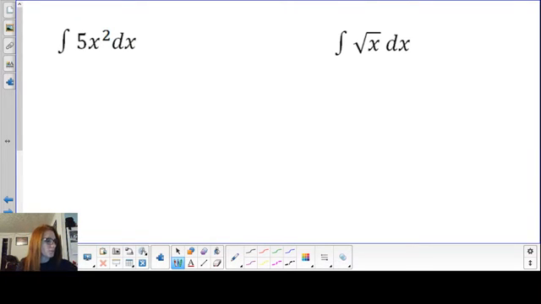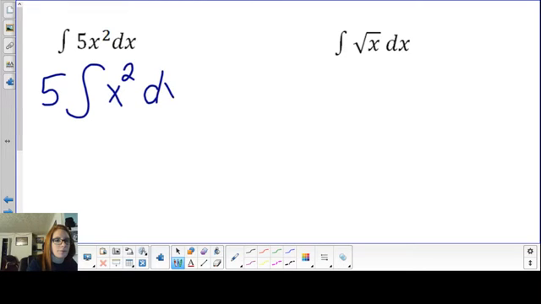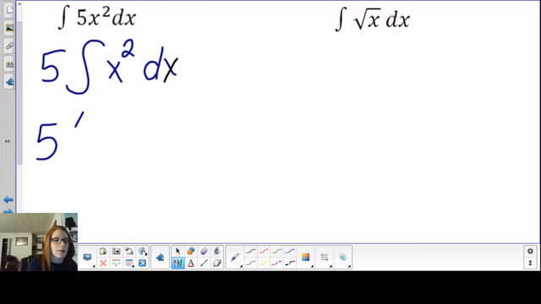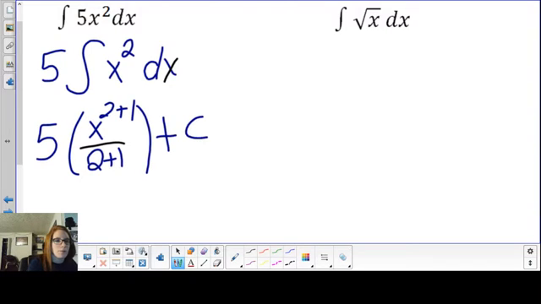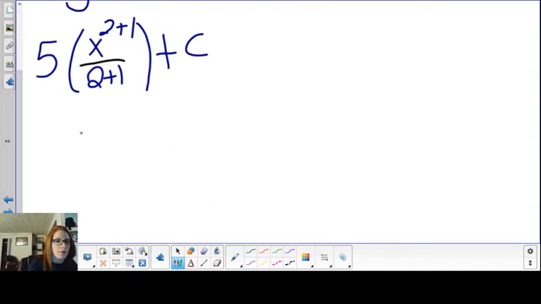Alright, more examples. So I can bring out that 5 of the integration of x squared dx. So even though this is a different number out front, I can still go ahead and add 1. So I have x squared plus 1 over 2 plus 1 plus c. So I have 5x cubed over 3 plus c.